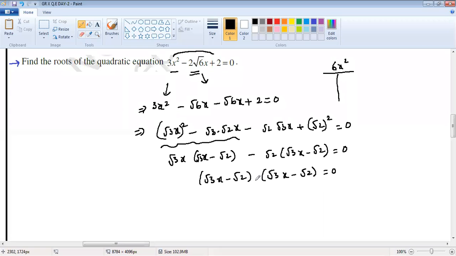See, when the product of any two numbers is equal to 0, it is not required that both of them are equal to 0. Any one of them can be 0. So, root 3x minus root 2 is equal to 0, or root 3x minus root 2 is equal to 0. Then solving it, x equals root 2 by root 3. Both are the same, so in simplification, we can write root 2 by 3. Have you understood? Any doubt?